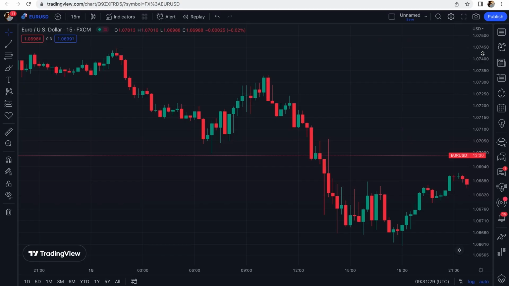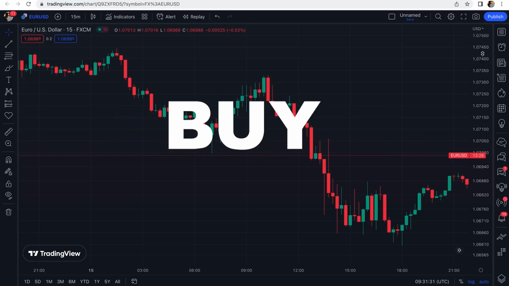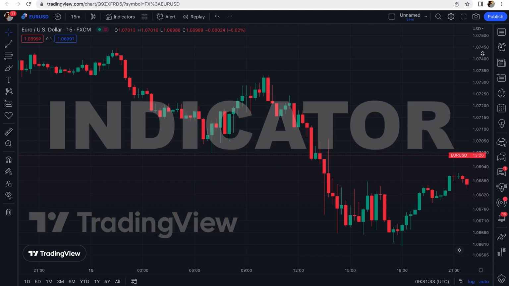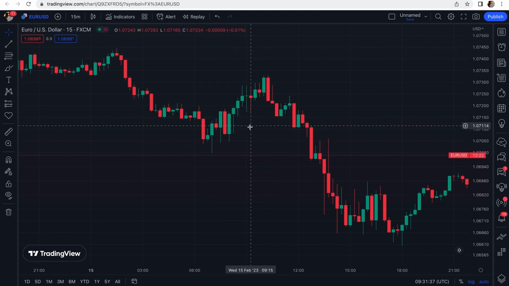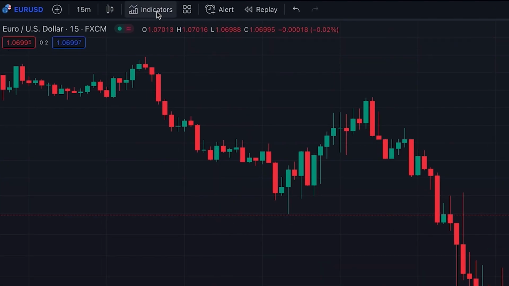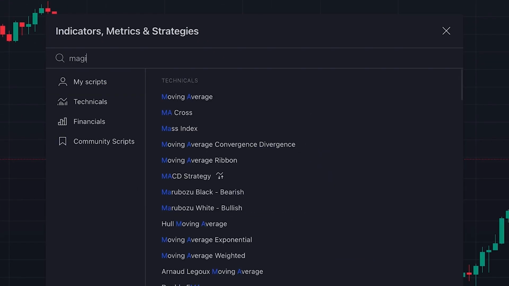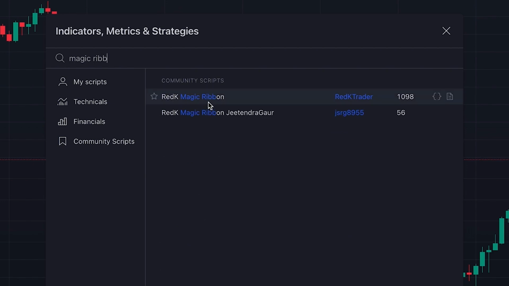In today's video, I want to introduce a very simple buy-sell indicator in TradingView that is very powerful in identifying turning points of the market. To add this amazing indicator to our chart, here we click on indicators and we search magic ribbon. This one, Red K Magic Ribbon, which is written by someone named Red K Trader.